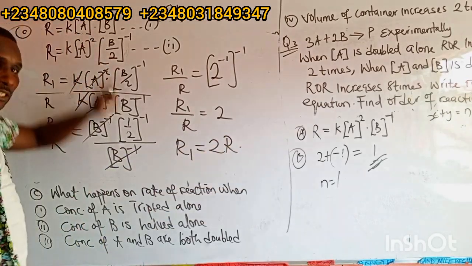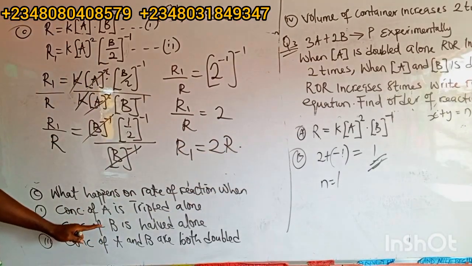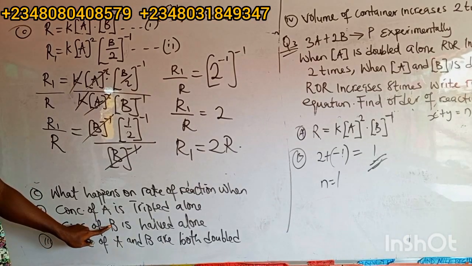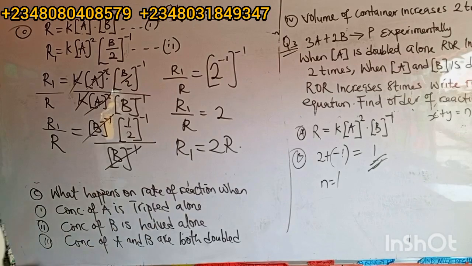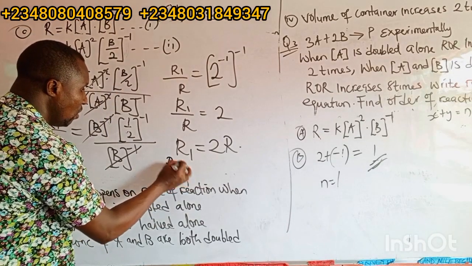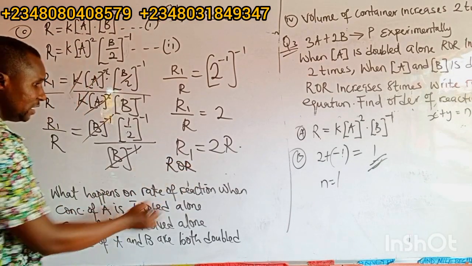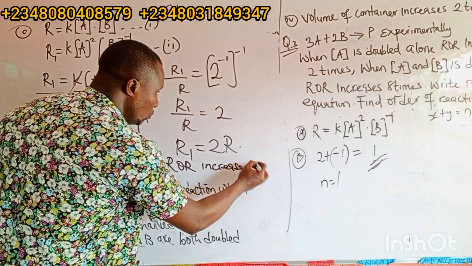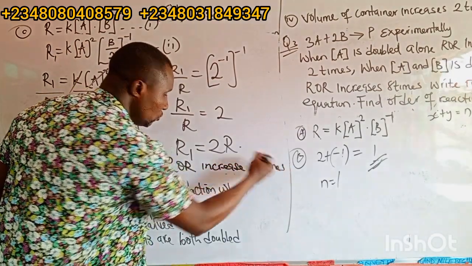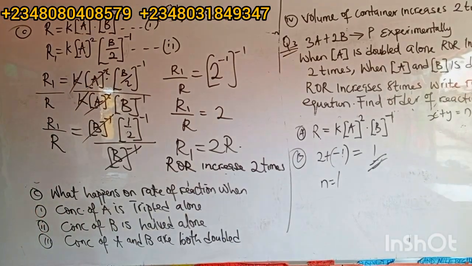2R. That means in this case, when B is halved alone, what happens? Rate of reaction increases by 2. Therefore, I can say rate of reaction for this one increases 2 times. Take note of that. Let's go to the next one.